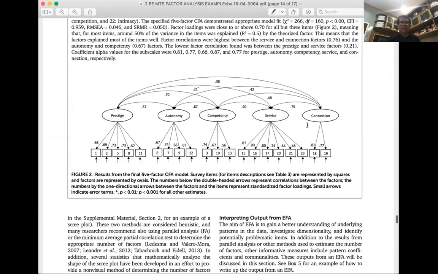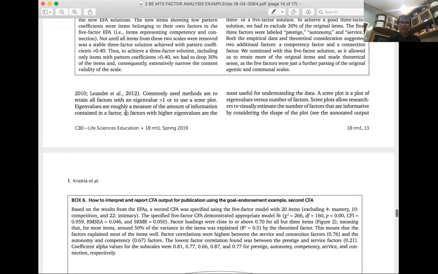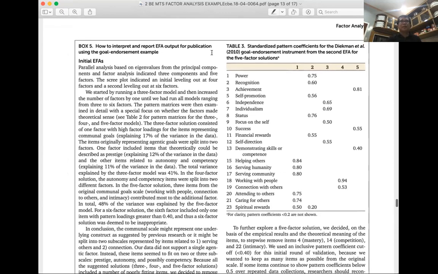And we have this in this diagram, 1, 2, 5, 8, and 11. And all of these items are being named as prestige. If you look at the term prestige, we have power, recognition, then self-promotion, status, then financial rewards. So the researcher is able to come up with the term prestige. But of course, it's not actually an easy way of determining the term. It has to be researched, it has to be validated by experts.